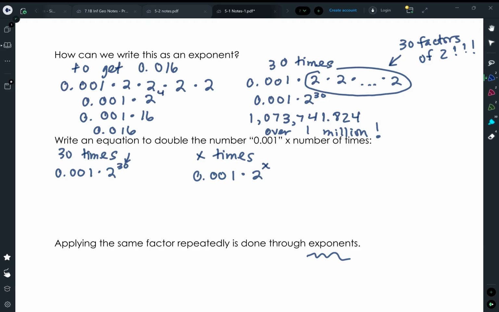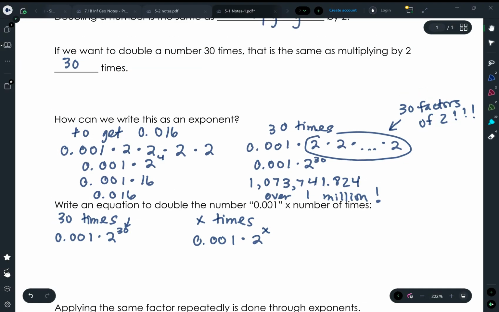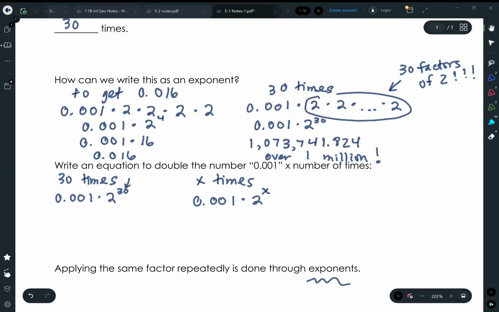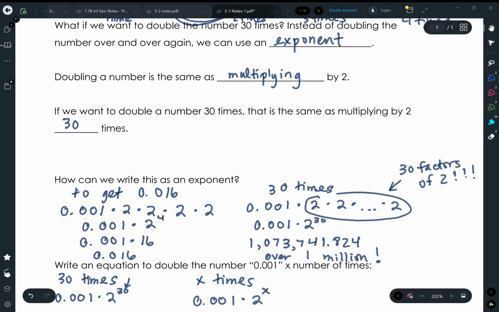So the big takeaways from today are this idea that instead of multiplying something over and over and over again, we can use exponents as a shorthand way to express that.